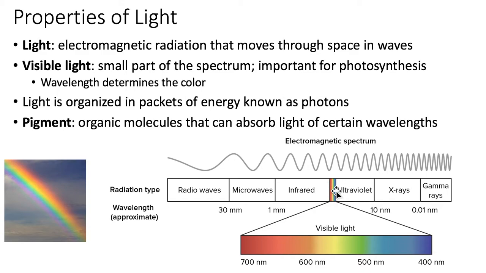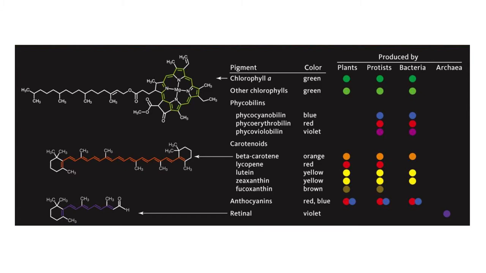The wavelength of the light actually determines its color. And here you can see the wavelength in nanometers. This is 700 nanometers, 400 nanometers when we get to the violet end of the visible light spectrum. Light is organized in packets of energy known as photons. And then the last term that we need to know about light is pigments. Pigments are molecules that absorb light of a certain wavelength, and there are really important pigments that we need to consider in photosynthesis. And here are some of those pigments.